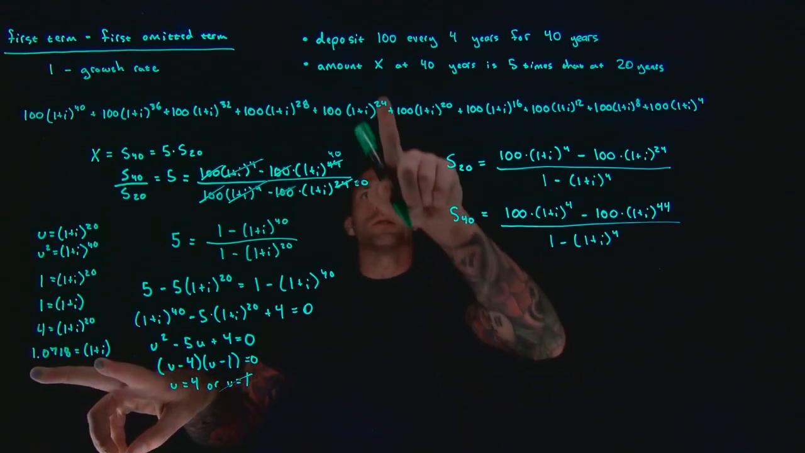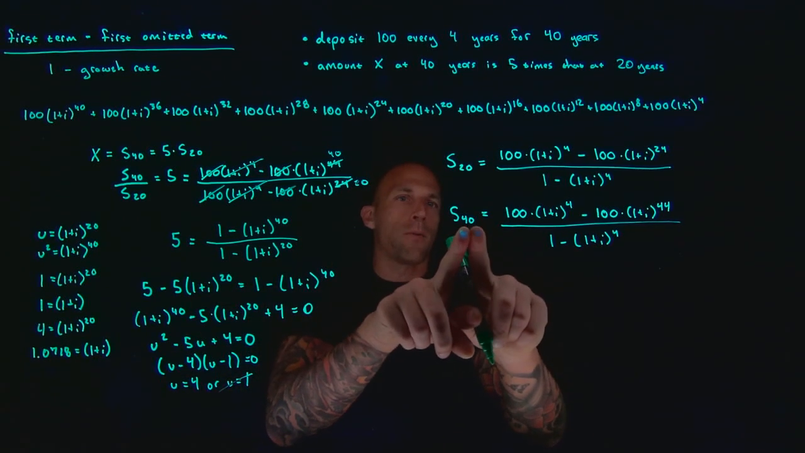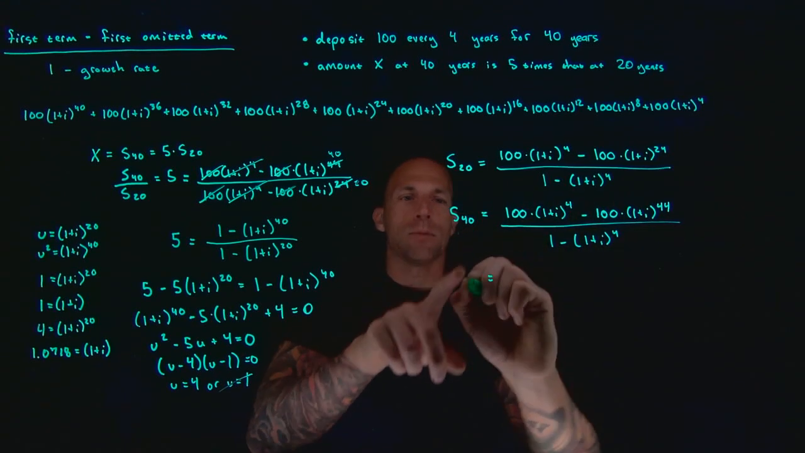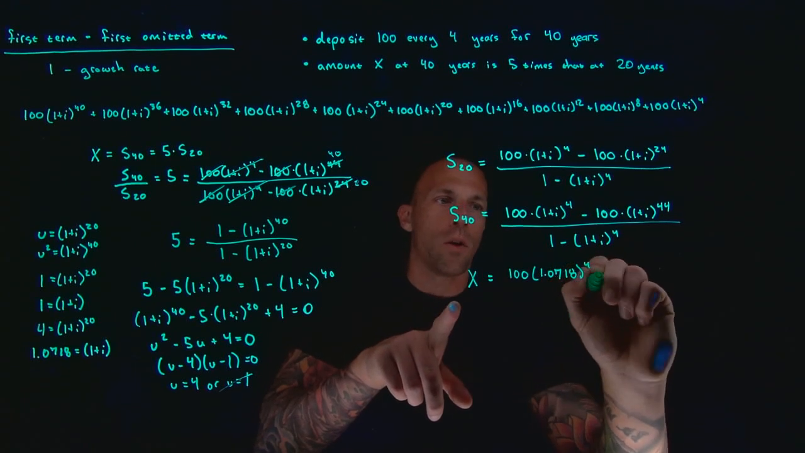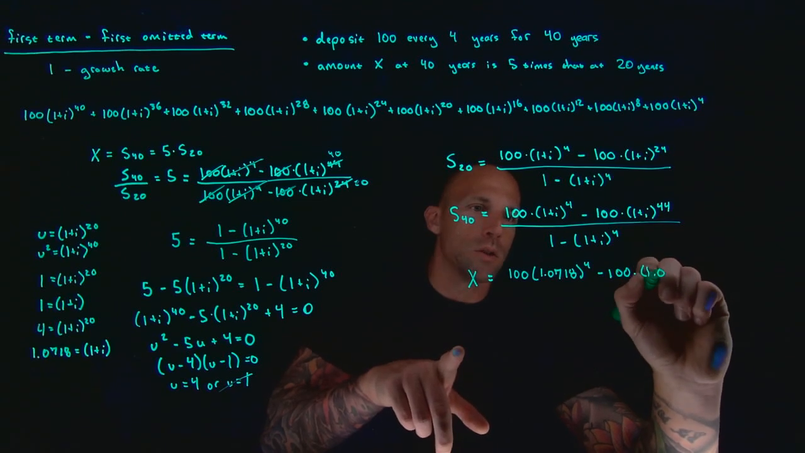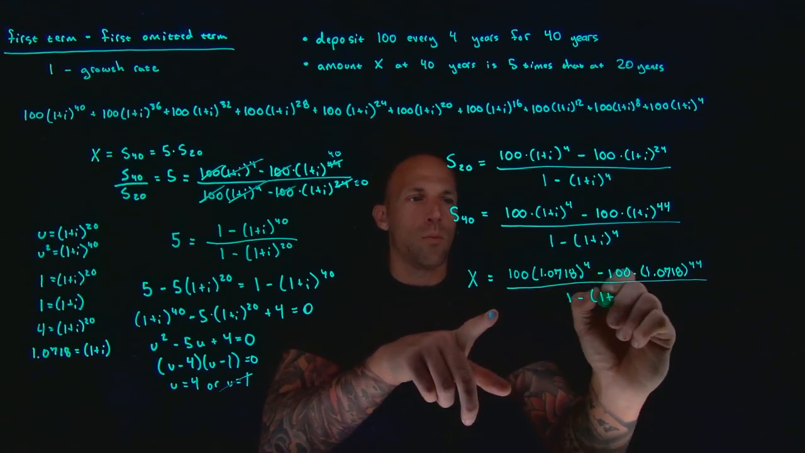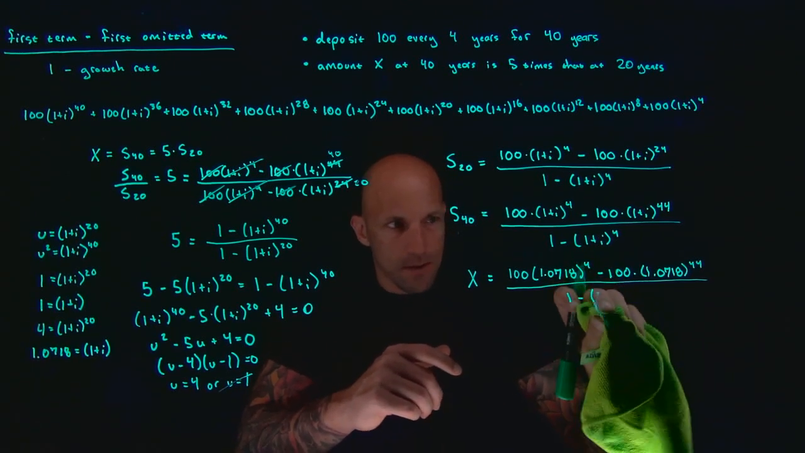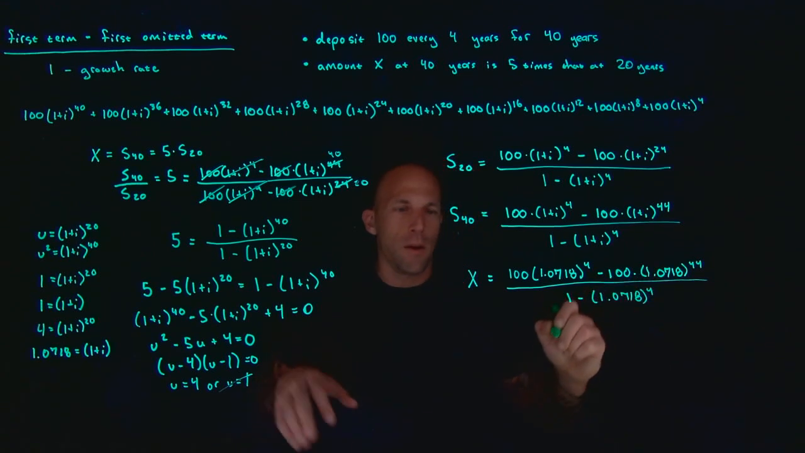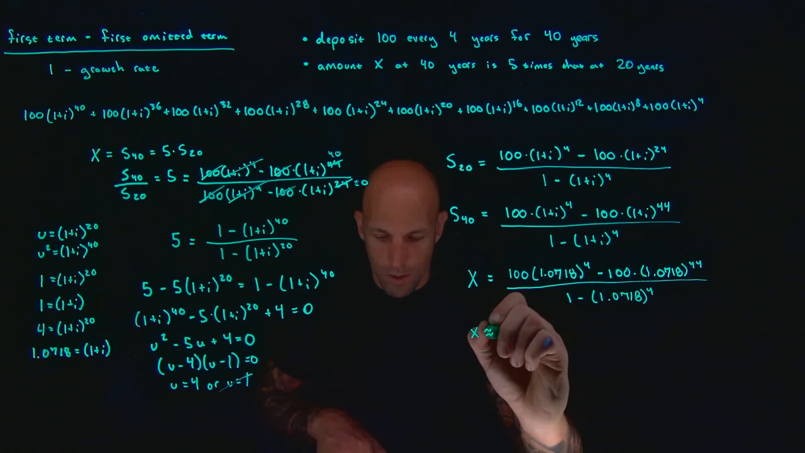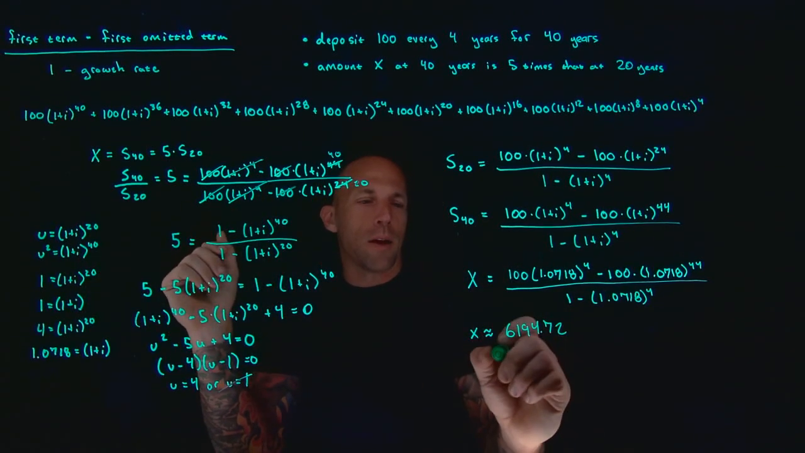So the last thing we're going to do is solve for x, the amount at 40 years, now that we have a value for 1 plus i. So the value of the account at 40 years is this expression right here. So let's substitute. We have 100 times 1.0718 to the 4th minus 100 times 1.0718 to the 44th over 1 minus 1.0718 to the 4th. And if we churn all of that into our calculator, we will get 6194.72 or thereabouts, which rounds up to 6195, or E for the final answer.